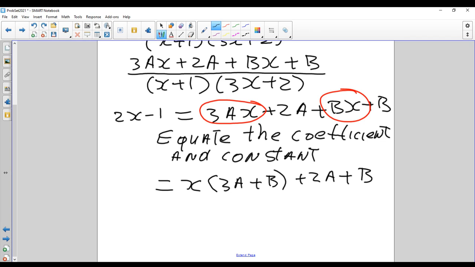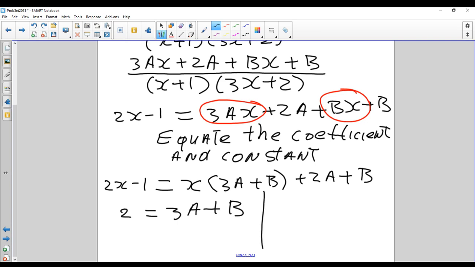So here's what I mean by equate the coefficients and the constant. Remember, the 2x minus 1 is still over here on this side. And this side is still x times this thing plus that thing. You know what this means? If I'm equating the coefficients, it means that the coefficient on the left-hand side in front of the x is 2. The coefficient on the right side in front of the x, well, it's really behind the x, but it's still beside the x, is 3a plus b. You know what that suggests? That 2 is equal to 3a plus b. That's what it suggests. Right?